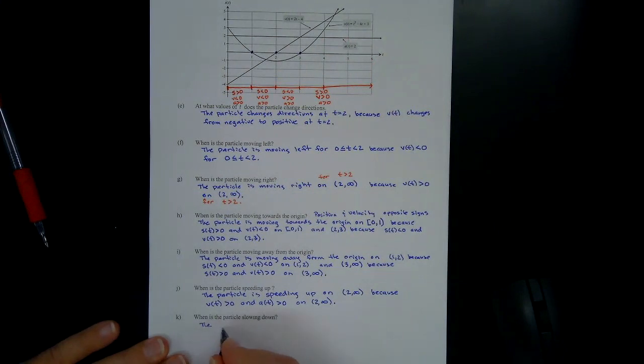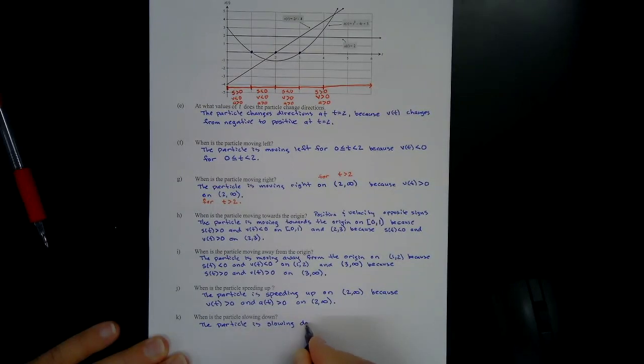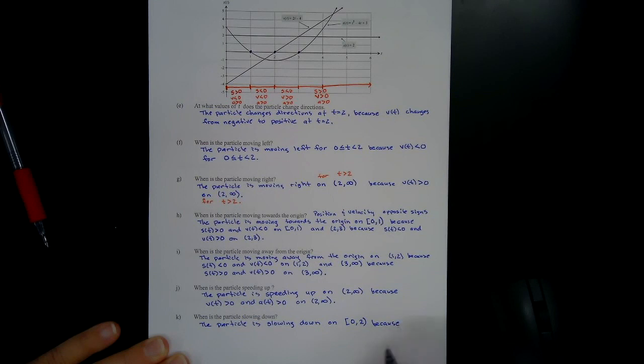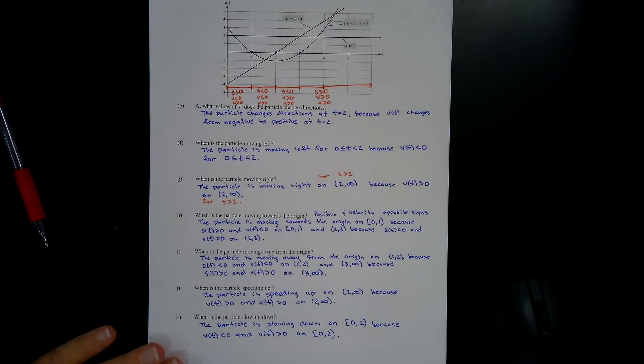The particle is slowing down on the interval 0 to 2, not including 2, because v of t is less than 0 and a of t is greater than 0 on that interval. Okay, so that's when it's slowing down. All right, so that's answering these questions, okay?